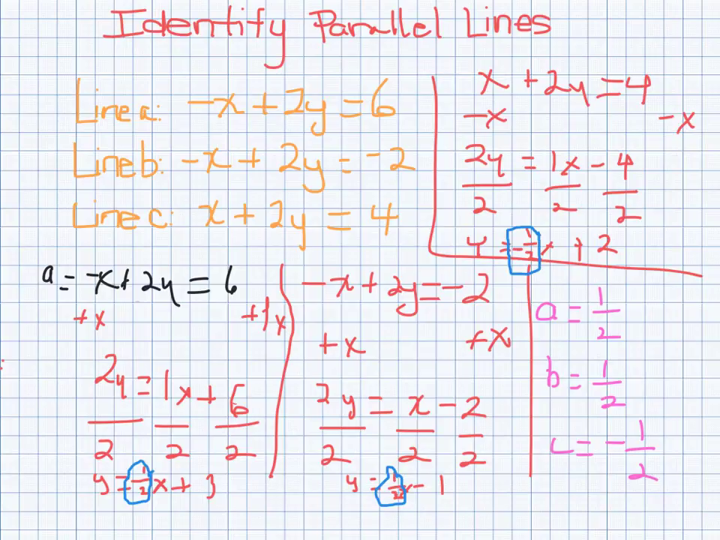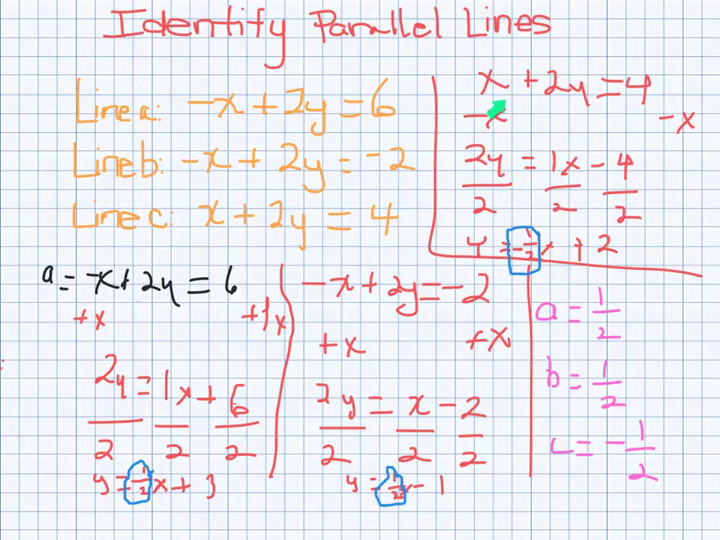Line B is right here. It's negative x plus 2y equals negative 2. I add an x to both sides. And so I'm left with 2y equals x minus 2. I divide everything by 2. And so that 2 into 2y leaves me with y. 2 into x, that would be 1x. I just didn't put the 1 there. So that's going to leave me with 1/2. And 2 into negative 2 is negative 1. And so my slope here is 1/2.